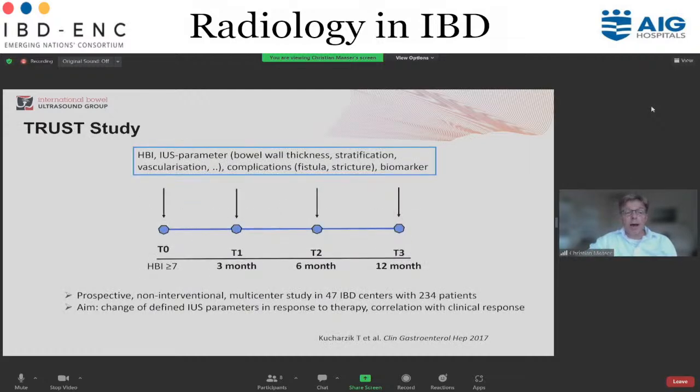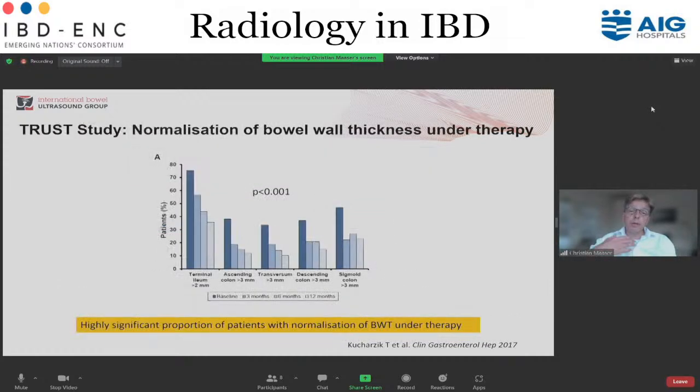So that is one of the larger trials, the TRUST study in 47 IBD centers, including 234 patients, and the aim was to see in patients that have an acute flare and get an inflammatory treatment, to monitor the intestinal ultrasound changes. And the ultrasound was done at baseline, at 3, 6, and at 12 months. And if you see here at baseline for the terminal ileum, as well as ascending, transverse, descending, and sigmoid colon, there has been pathologic thickening, and then already at 3 months, you see a significant decrease in response to anti-inflammatory therapy.